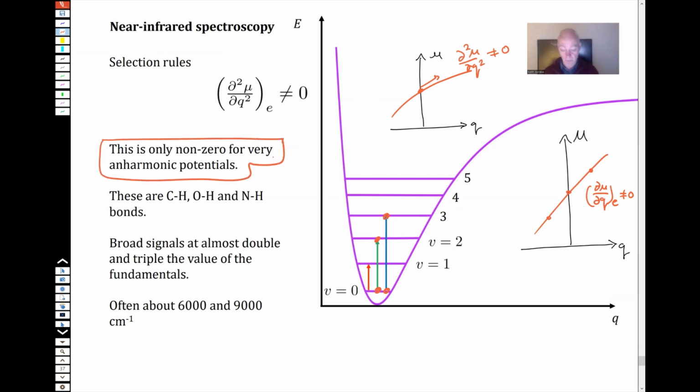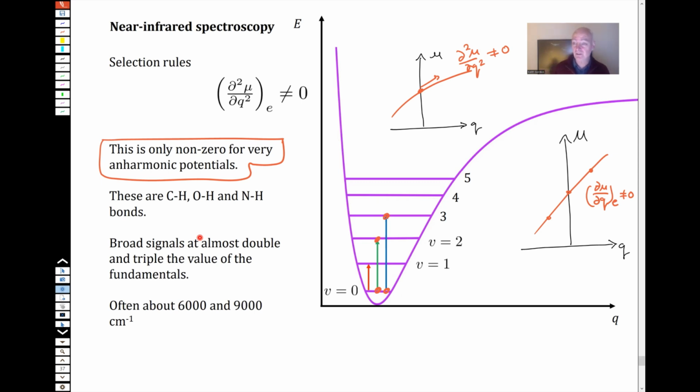So anharmonic is what I've shown here in purple. And you can see in this case, this side is extremely steep, and this side asymptotes to where you break the bond. That anharmonicity is really evident for CH, OH, and NH bonds. If you've got a light atom, a hydrogen, you see anharmonicity. And that's why the overtones are almost completely dominated by OH, CH, and NH bonds.